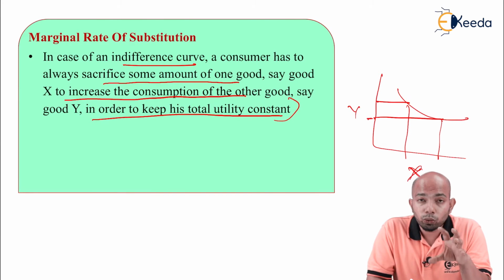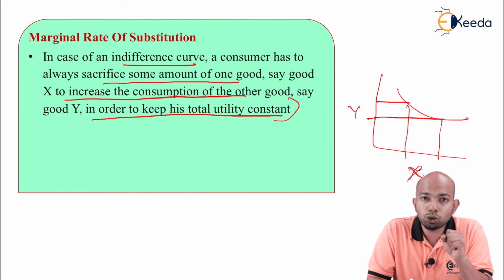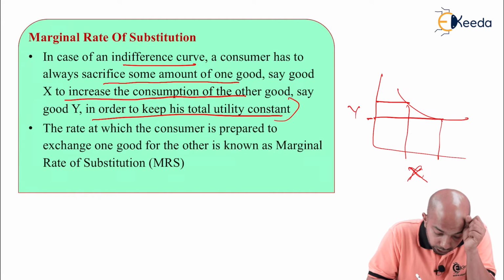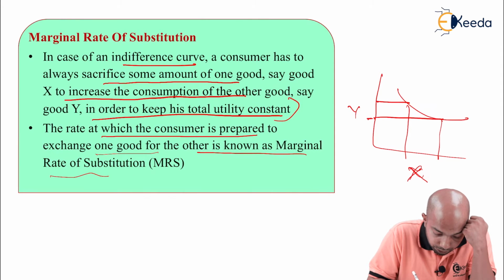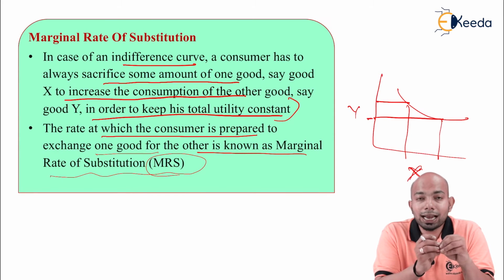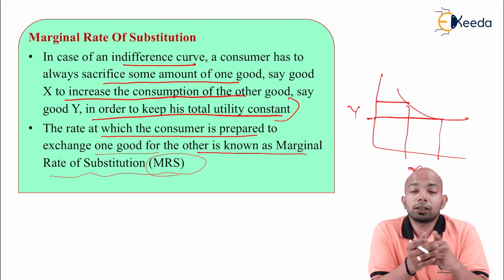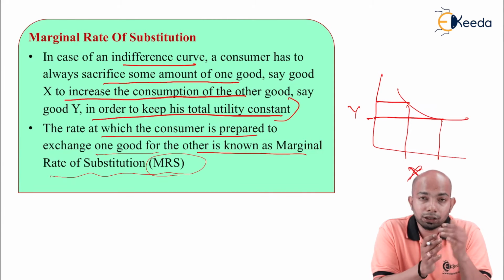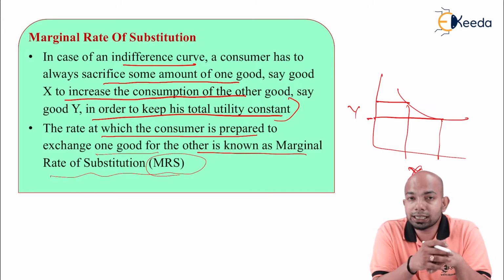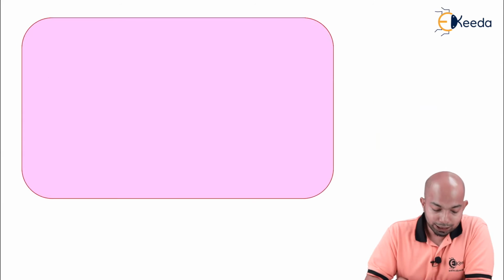Now why is this being done? To mention that the total utility of this concept remains absolutely constant here. There is no change in it. The rate at which the consumer is prepared to exchange one good for the other is known as marginal rate of substitution, that is MRS. Now, this substitution that we're talking about, the rate at which a consumer gets ready to exchange goods X for goods Y, or rather to let go of goods Y and to take goods X in that place, that rate is known as marginal rate of substitution here. Now let's go on to the next part.